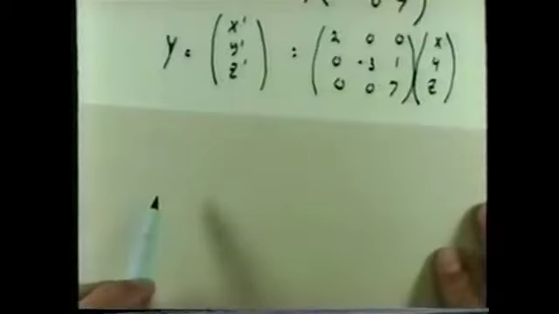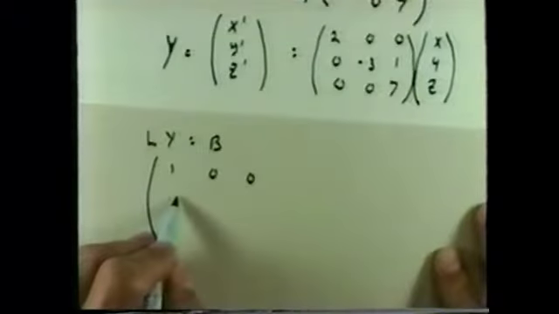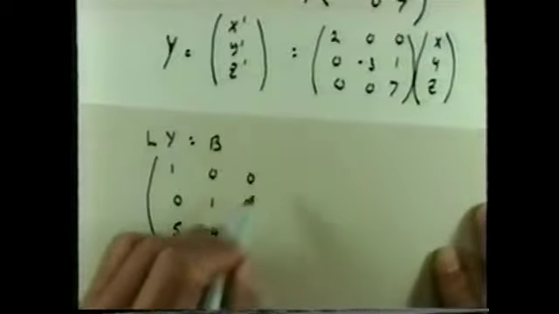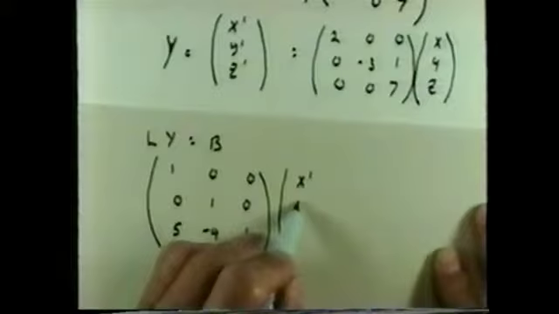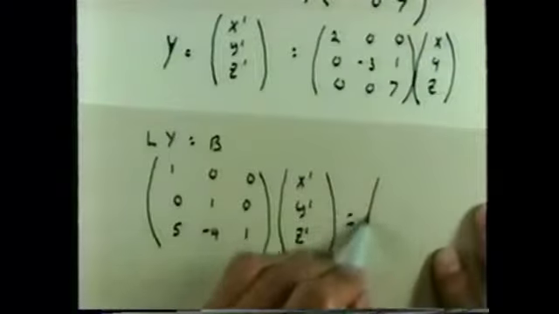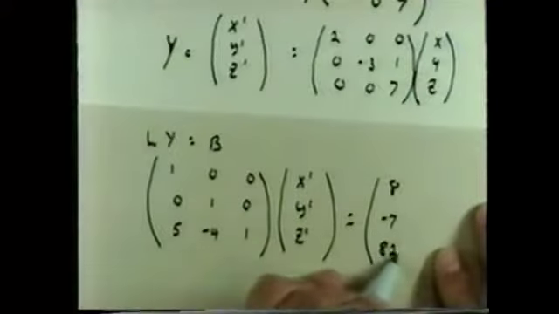What we're going to solve is LY equals B. Well, L is your matrix 1, 0, 0, 0, 1, 0, 5, negative 4, 1. So L is lower triangular because all zeros above the diagonal, times the Y, x prime, y prime, z prime, is equal to B, which is your column matrix of constants, 8, negative 7, 82.